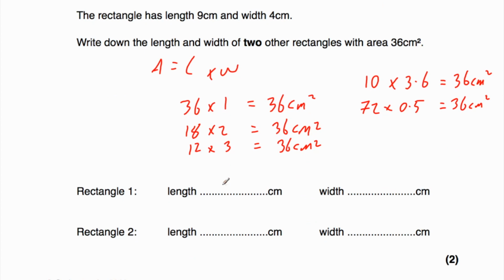So let's write down, first one could be 36 centimeters by 1 centimeter. We could choose 18 centimeters by 2 centimeters. We could even choose 72 multiplied by 0.5 or 10 multiplied by 3.6 and so on. Okay, let's have a look at our next question.